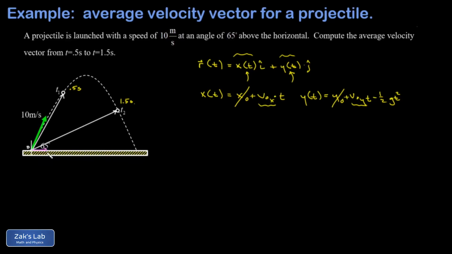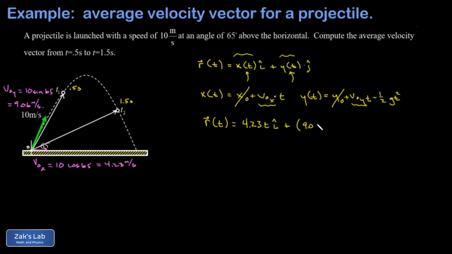So let's get the initial velocity components first. V naught x is going to be 10 cosine 65. To 3 sig figs, that gives me 4.23 meters per second. V naught y is 10 sine 65, and that gives me 9.06 meters per second. And now I can write down my general position vector, and that's v naught x t for the x coordinate, so 4.23 t i hat. And then for the y coordinate, v naught y is 9.06, so 9.06 t minus half of g, which is 4.9, times t squared times j hat.